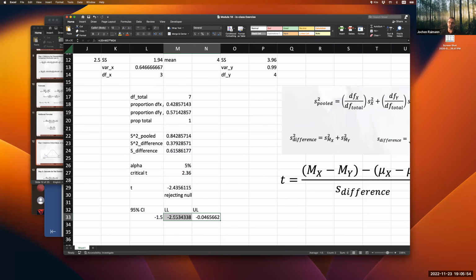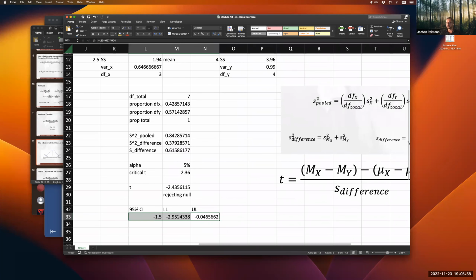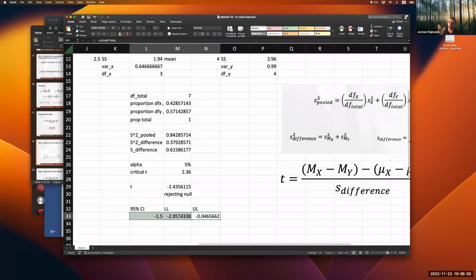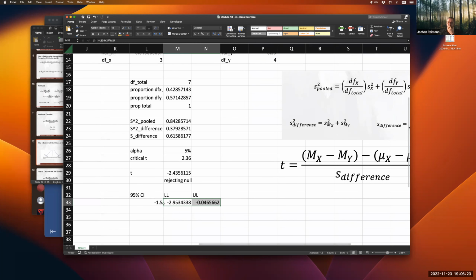So that corresponds with our test statistic and our interpretation of the test statistic, that this is significantly different. Because if this were not significant, the 95% confidence interval would contain 0. Since it does not contain 0, we can confidently, at an alpha of 5%, say that this is significantly different. So this is the interpretation, and this is also how you would be reporting it.